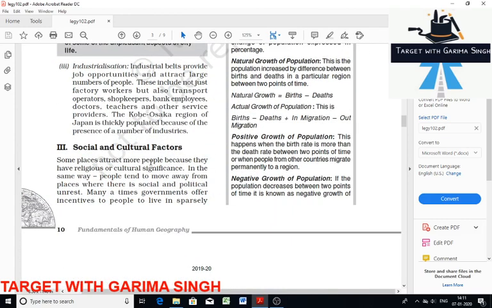Next is social and cultural factors. Places having religious importance and cultural significance are also very densely populated areas.